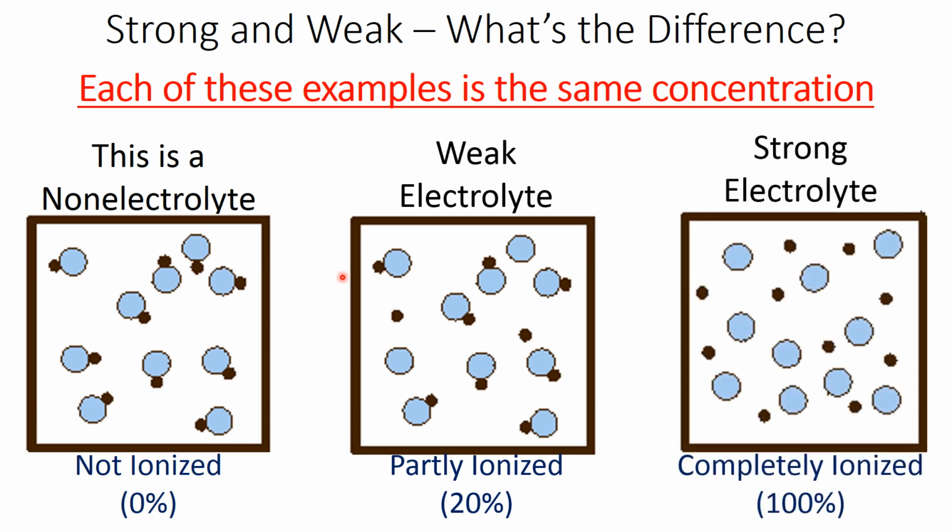A strong electrolyte, this is the same concentration. A strong electrolyte is completely ionized, 100%. So there are no bondings between the cation and the anion other than the occasional random bumping into each other that occurs in a solution. These are completely ionized. These are free to move. So a strong electrolyte, of course, conducts electricity much better than a weak electrolyte because it has more charged particles in solution.